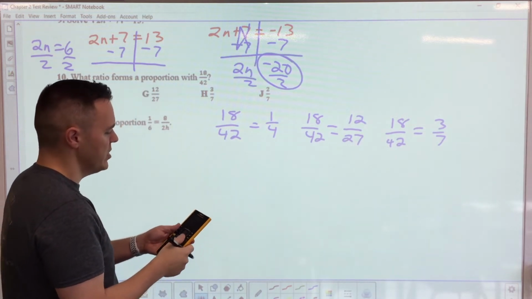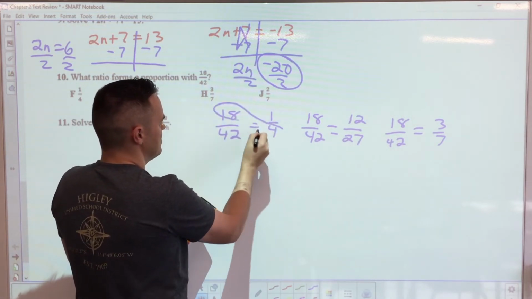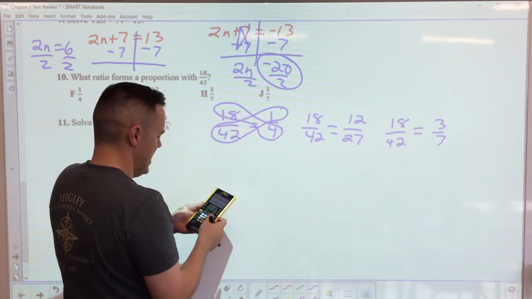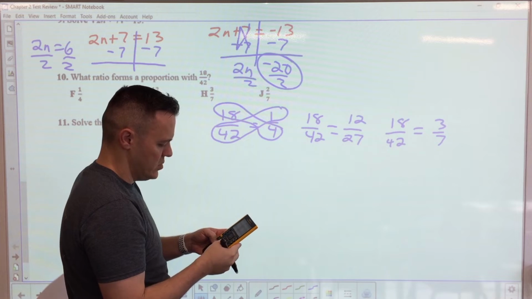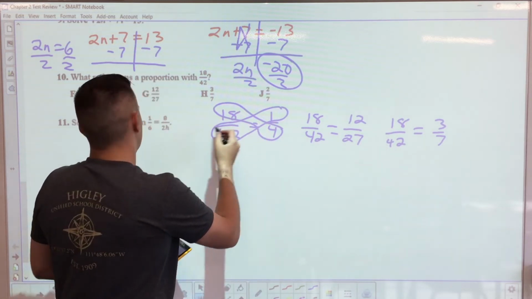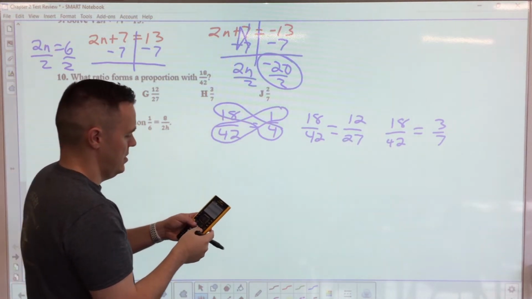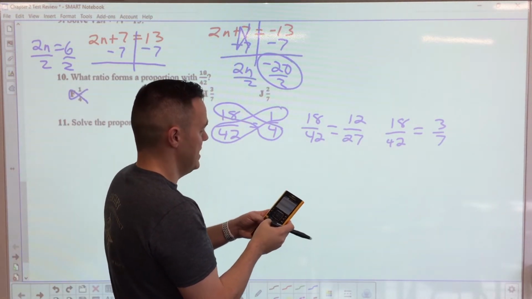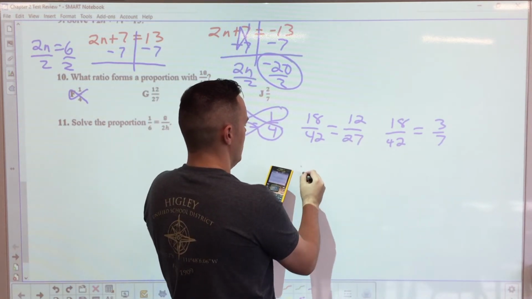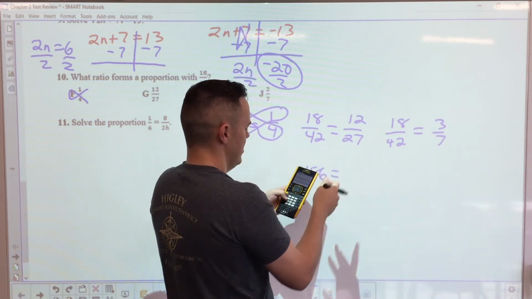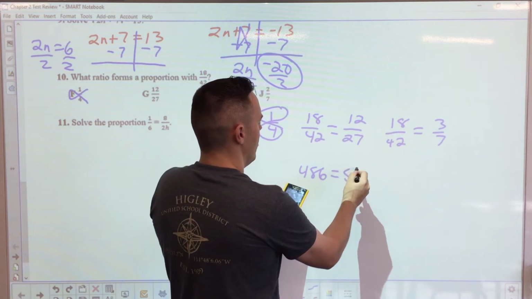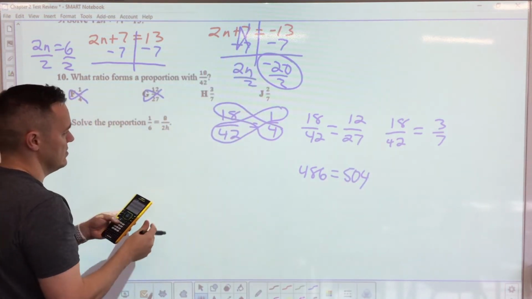So let's see. Remember what you're doing is cross multiplying. So these multiply together, and this multiplies together. So I know this is 42, and it's 18. So this one would be 18 times 4 is 72. So F is not 1. All right, the next one is going to be 18 times 27 because we're cross multiplying. So one side is 486. The other side needs to be 42 times 12, and this is 504. So that one's not the answer.